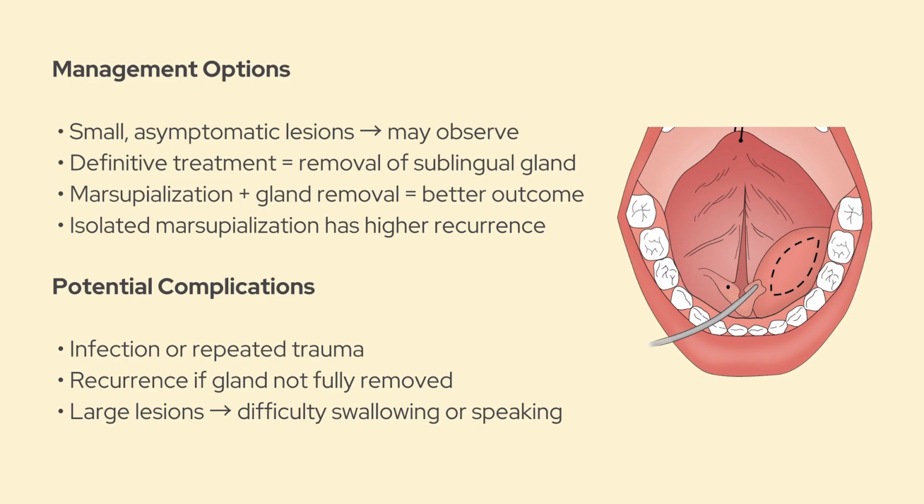Another option is marsupialization, where you create a drainage path into the mouth, but that's usually more effective when you also remove the gland. Complications aren't super common, but they do happen, like infection, repeated trauma, or recurrence if you don't get the whole gland out. And the bigger ones can cause functional issues, trouble swallowing, speech changes if they start pressing on stuff. So yeah, that's a full but kind of trimmed down overview of ranulas, how they form, how they look, what to keep in mind clinically, and how we deal with them. Really important to recognize these early and differentiate them from other cystic lesions.